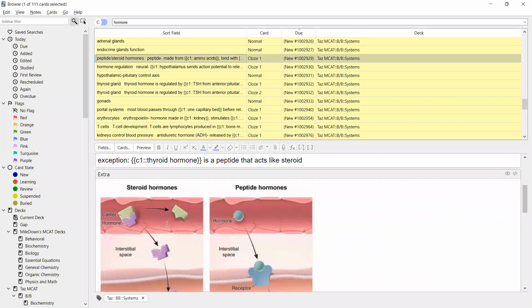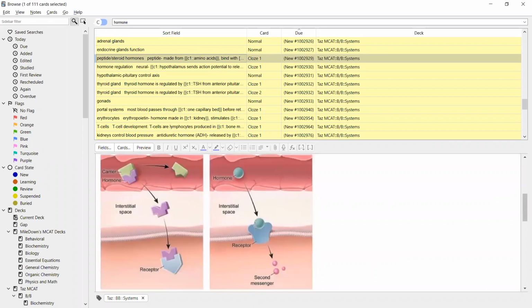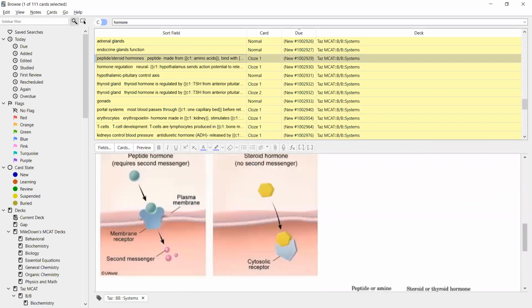So this is what we were just talking about with the peptide hormones and the steroid hormones. The peptide hormones go and attach to a receptor, whereas the steroid hormones can slip inside into the cell, right?